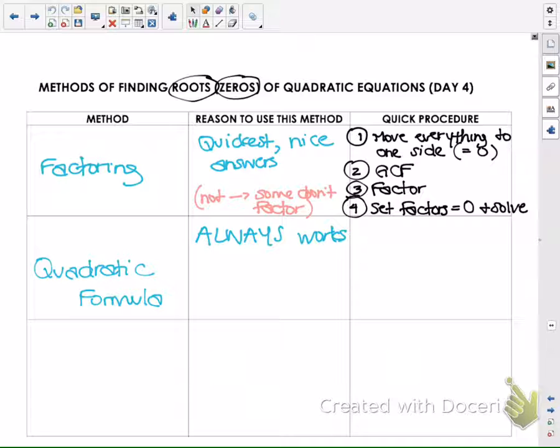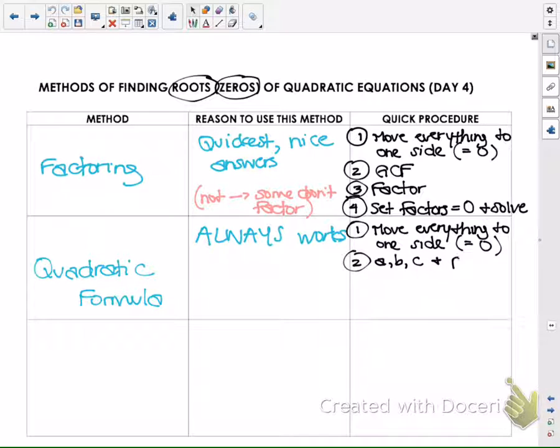When we're doing quadratic formula, what's the first step? Okay, so same as the factoring one. Move everything to one side. It must equal 0 before this. Step 2 for this is identify your A, B, and C. And I'll just say and plug in to the formula.